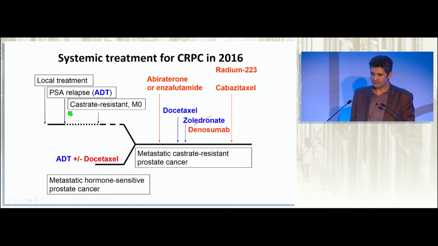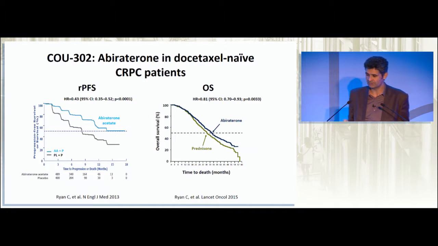And we're now using more and more abiraterone or enzalutamide before chemotherapy. And for patients failing the taxane, we have now 4 options: radium, cabazitaxel, abiraterone, enza. So it's getting really, really complex, which is a good thing for the patients. So I'll be brief on that. I guess you know the data.